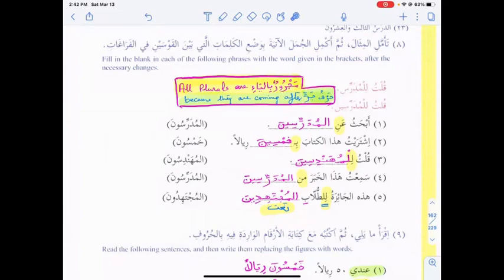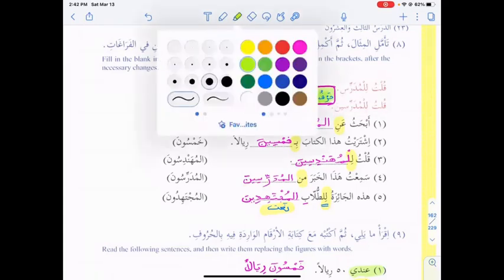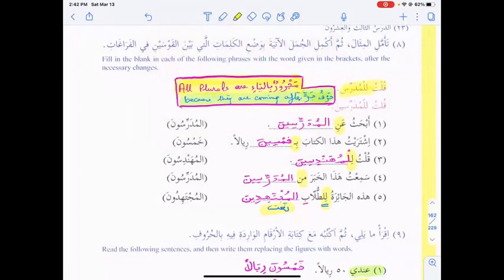See here, kultu lil-mudarrisi. Now make it into jama: kultu lil-mudarrisina. Abhathu, I'm looking for. What are you looking for about the mudarrisina? See again, same here. Beautiful. Mudarrisuna, mudarrisina. Khamsuna, khamsina. Muhandisuna, muhandisina. Mudarrisuna, mudarrisina. Mujtahiduna, mujtahidina.